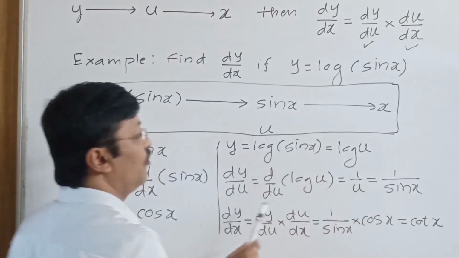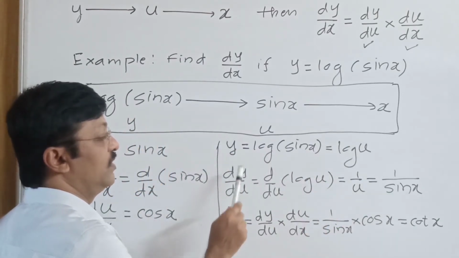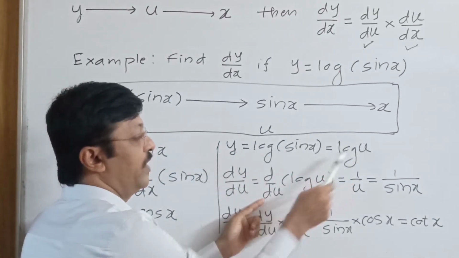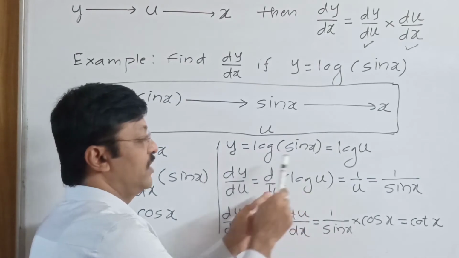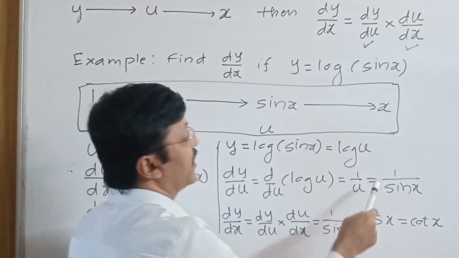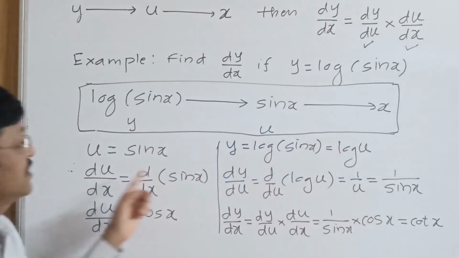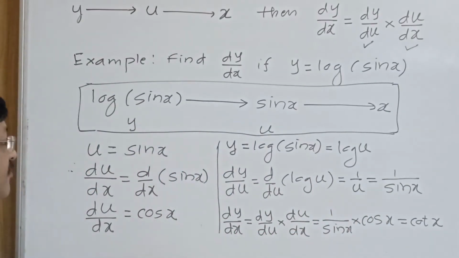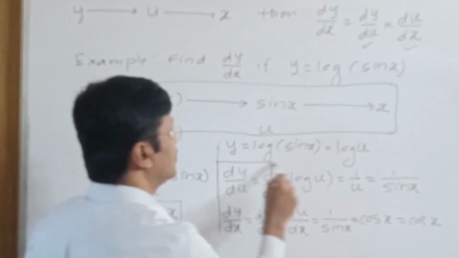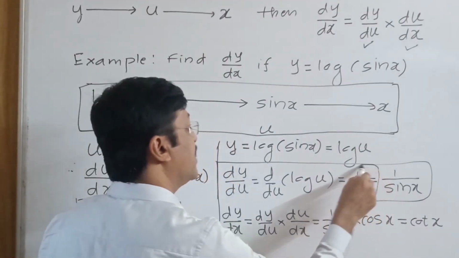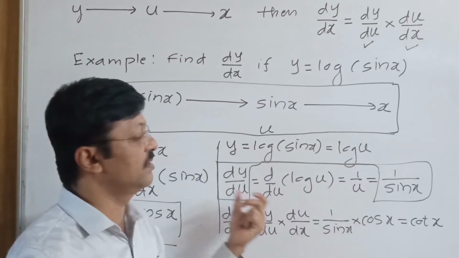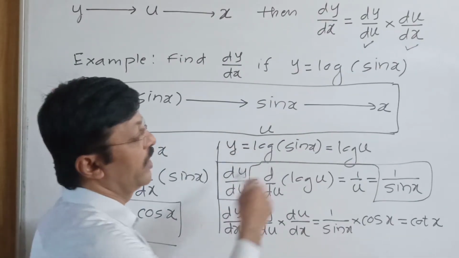Now once y is log of u, you can differentiate y with respect to u, dy by du. That means d by du of y, which is d by du of log u. And the derivative of log u with respect to u is 1 upon u. In the end we can write it as 1 upon sin x because u means sin x. After finding du by dx and dy by du, this part is just something we require to complete before getting the final form.